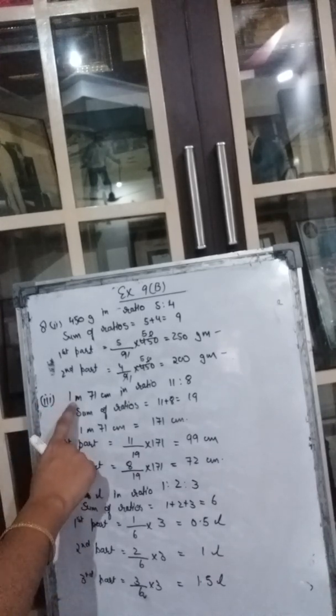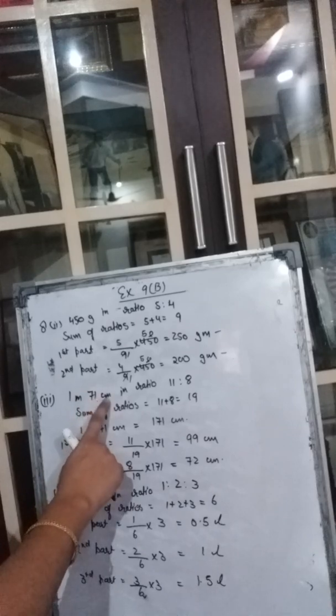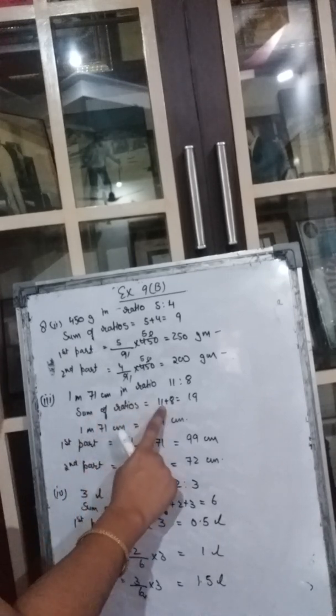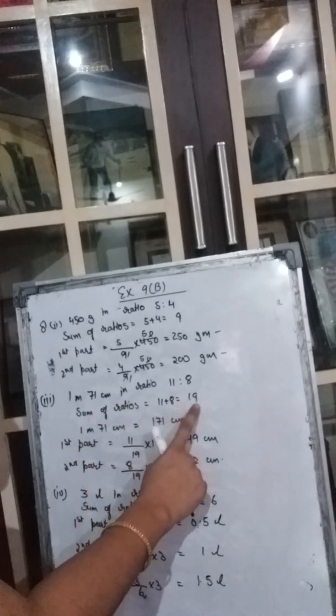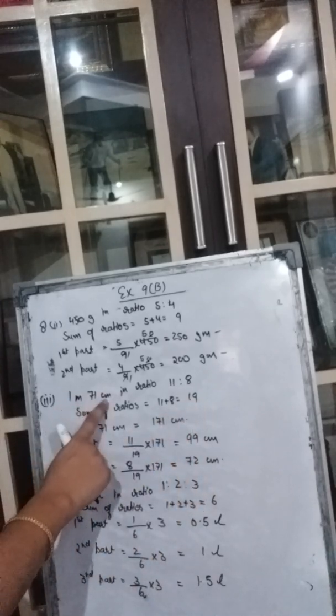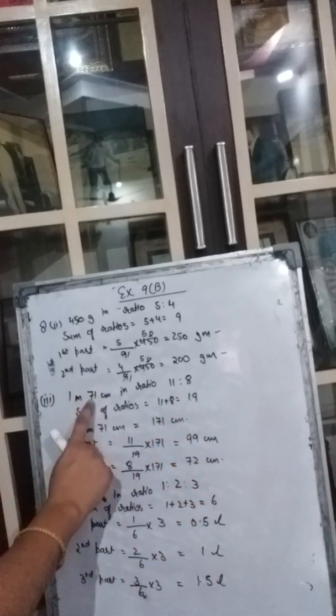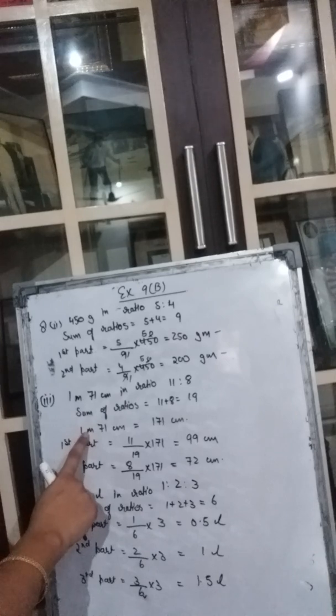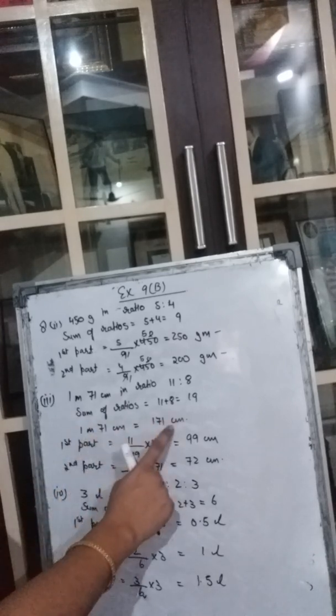Here it says we have to divide 1 meter 71 centimeter in the ratio 11:8. First of all, find out the sum of the ratio. Sum of the ratio is 11 plus 8 is equal to 19. And this will be 1 meter 71 centimeter. Let's convert it into 1 unit only. So it can be written as 171 centimeter. 1 meter is 100 centimeter, 100 plus 71, 171 centimeter. Now we will divide this.